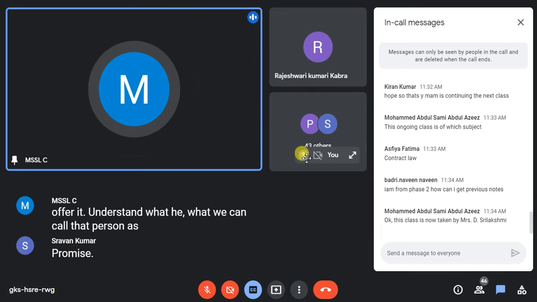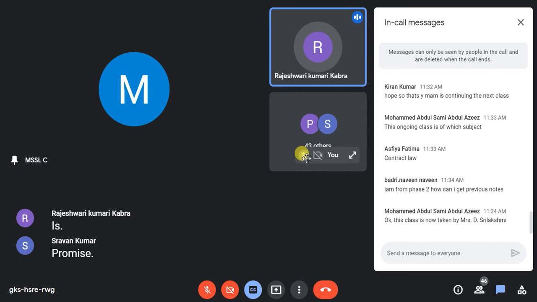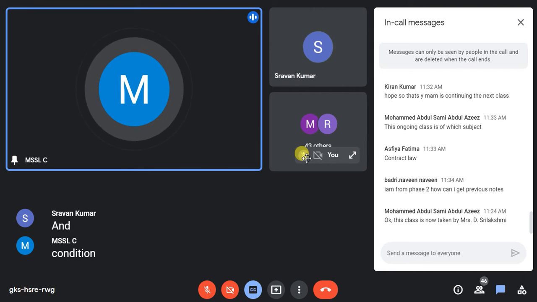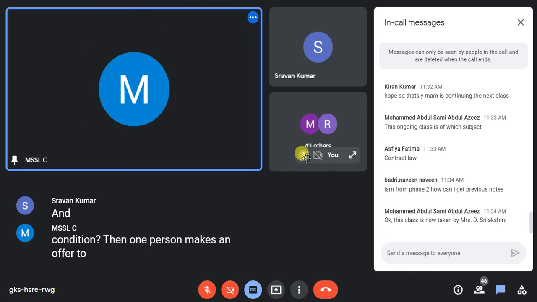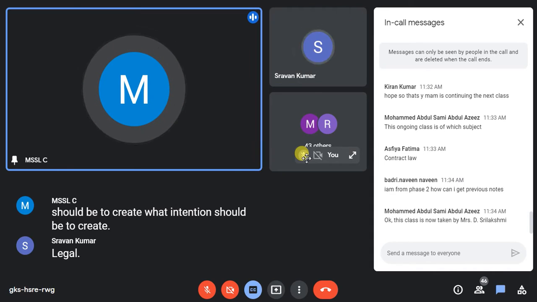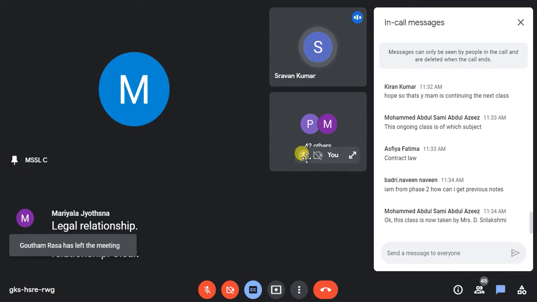Offerer. Both are same. Don't get confused. Promiser or offerer, and the other party is called offeree, promisee. So, first, what is the first condition? When one person makes an offer to the other person, the intention should be to create what? Intention should be to create legal relationship. Legal relationship. Clear?